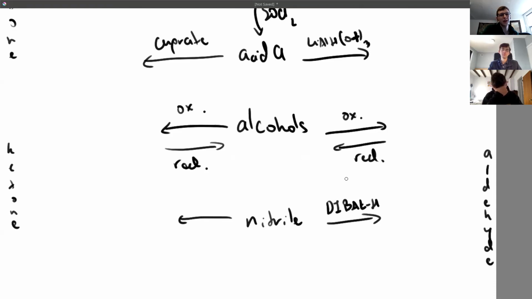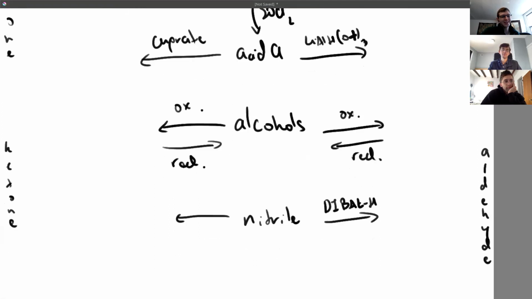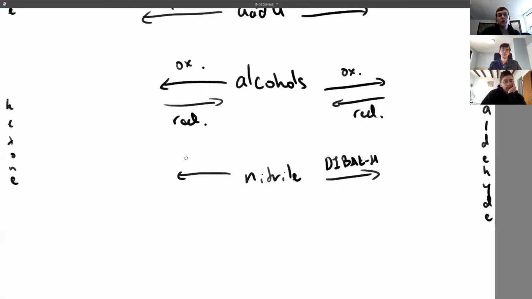I think Dibal-H makes another appearance when you talk about acids. I think you might be able to use it with acid chlorides or something. It comes up again like once, but otherwise, there are a lot of these and they get kind of specific. So maybe just make like 5 flashcards and remember them. Okay. Well, what if we want to go to a ketone now from a nitrile?